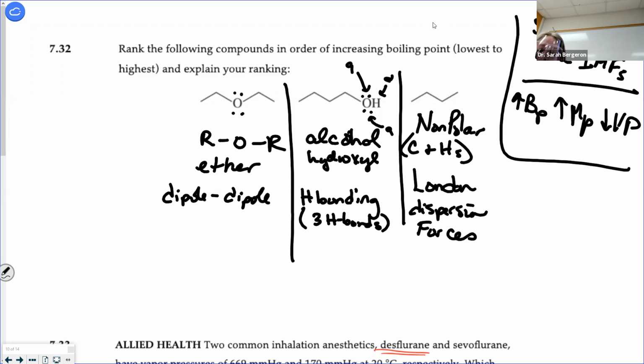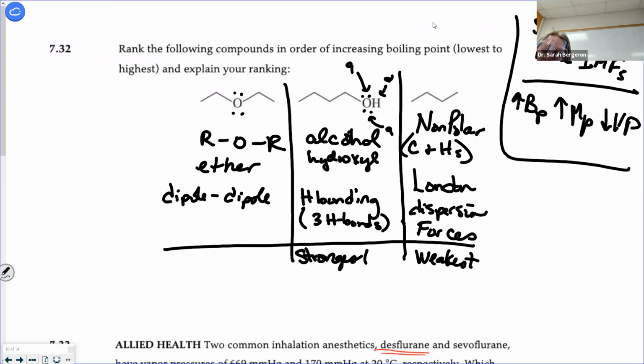So rank the following compounds in order of increasing boiling point. Before I do that, I'm going to write weak, stronger, and strongest under each of them. So which one is the weakest? My London dispersion forces. So this is weakest. Which one's the strongest? The strongest is the alcohol. And then in the middle is my ether. Y'all with me so far?